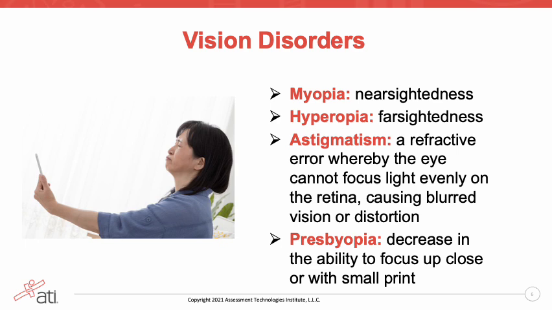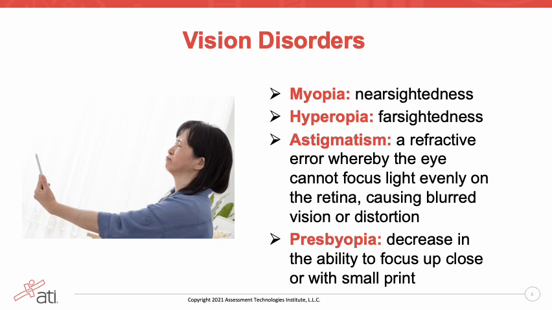There are different things that can cause alterations in our vision. So we've got some different vision disorders. The first one is called myopia, and that is the inability to see objects that are far away. It's also referred to as nearsightedness. So remember, it's the opposite. Nearsightedness means you can see near, but you can't see far. Hyperopia, or farsightedness, means you can't see the objects close to you well, but you can see the objects far away.